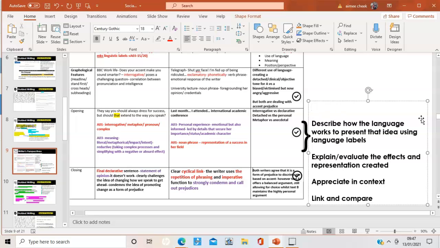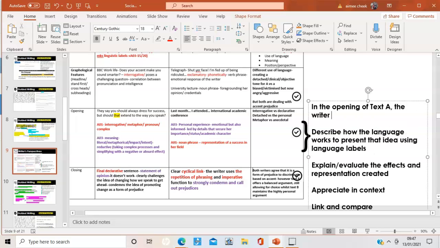Now, sometimes when we start doing this process, I model from the C and we work it up. One of the seemingly obvious ways to approach this is to use the language of the model, the language of the mark scheme. So we want to get in our opening sentence this word perspective. So we could begin with, in the opening of text A, the writer offers, the writer presents, perspective. Okay, so in the opening of text A, the writer presents.